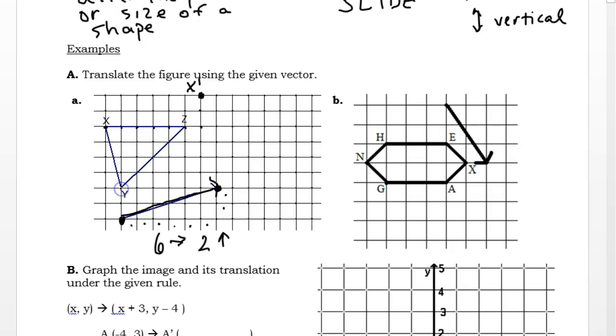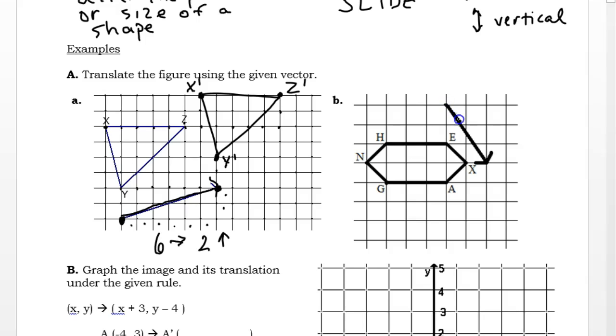Here's my current Y, and if I go 1, 2, 3, 4, 5, 6 units to the right, and then 1, 2 units up, that's the location of the new Y. One more time on Z, we're going to go 1, 2, 3, 4, 5, 6 to the right, and 2 up. There is the new Z. And then all we have to do is connect the new points, and we have successfully translated triangle XYZ using the given vector.